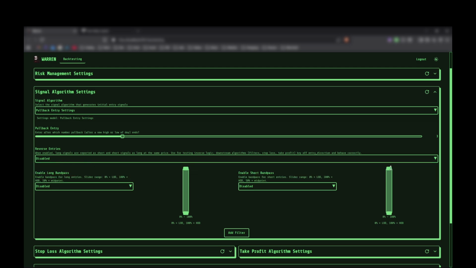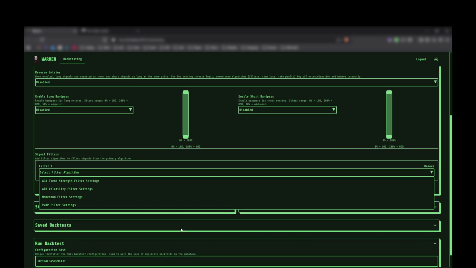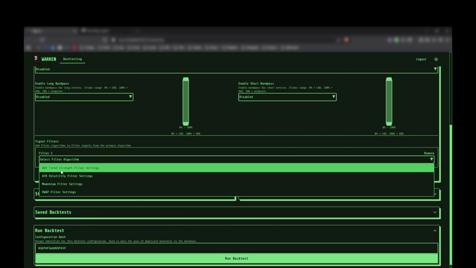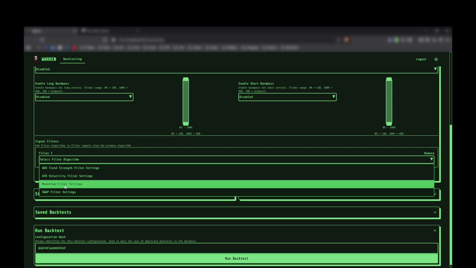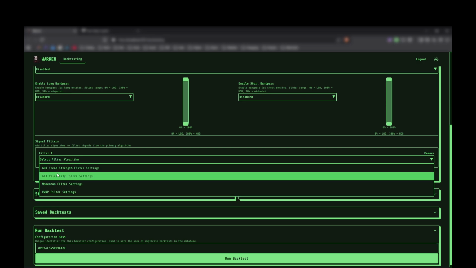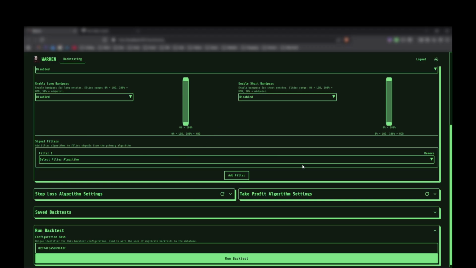There's band filters, which for this algorithm specifically means if the entry is too close to the high of day, then you could filter that out. I did a lot of experimenting with band filters and found that they did change the profitability of an algorithm. You can also add filters, so indicators. Right now we have an ADX, ATR, VWAP, and a momentum indicator. Sometimes indicators also help, so you can test indicators out.